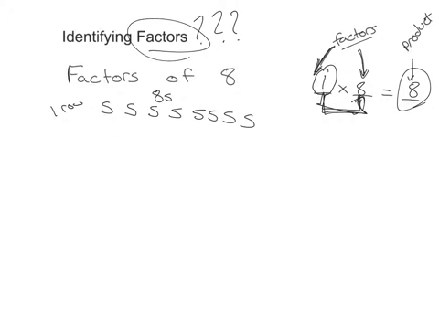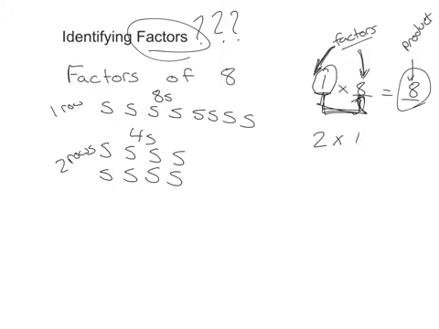We could also show another factor because 8 is even, we could have 2 rows. And this makes 2 nice even rows, and you can see you have 2 rows, and in each row you have 4 S's. So another factor is 2 times 4 is 8. So you can see 1 is a factor, 8 is a factor, 2 is a factor, 4 is a factor.